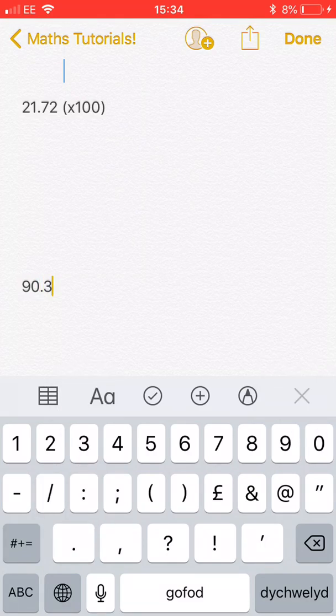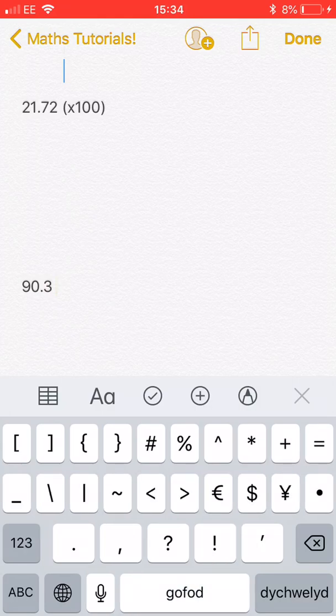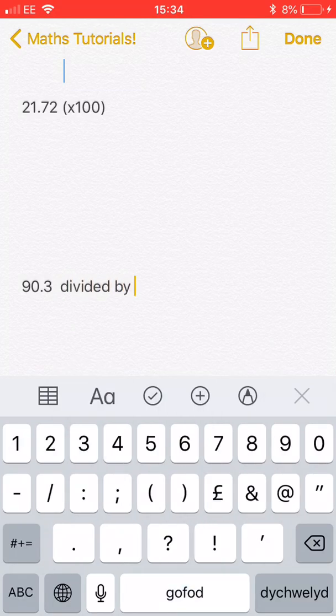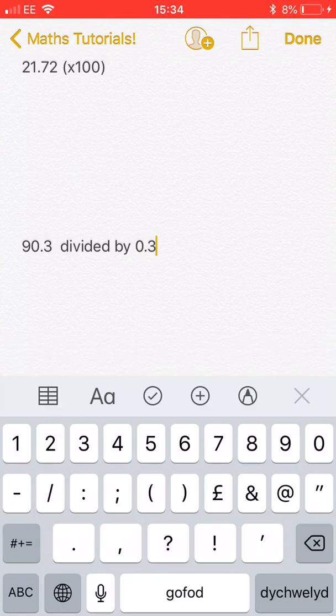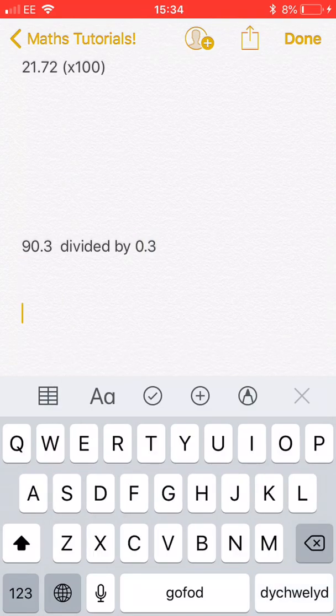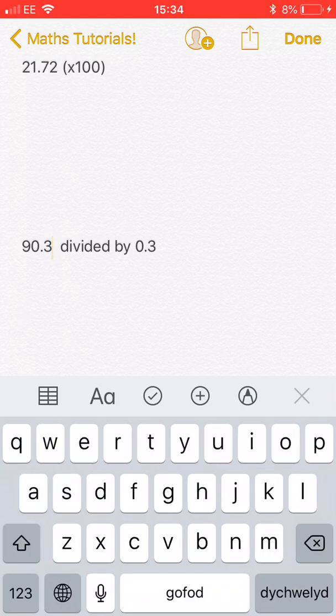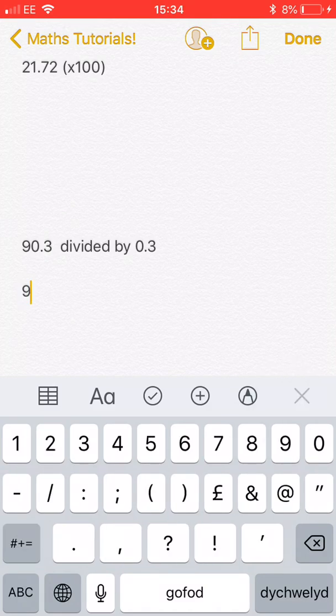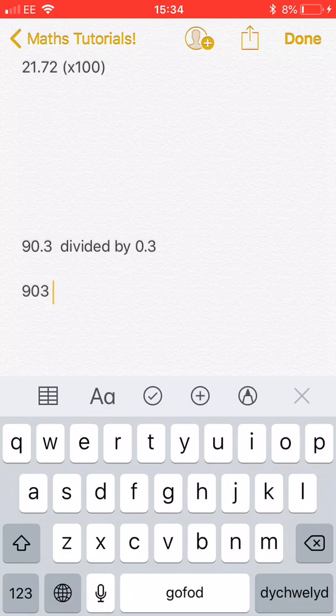Maybe let's do 90.3 divided by 0.3, just to make this easier. What we've got to do, if we're going to make these into full numbers, is times these by 100. So if we times by 100, we get 903, and then now we just divide by 3.